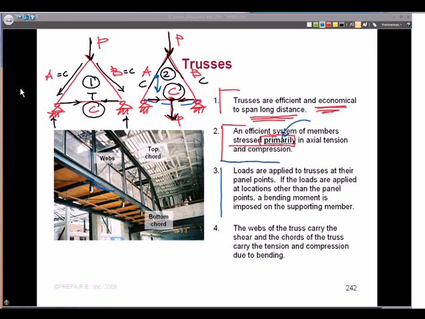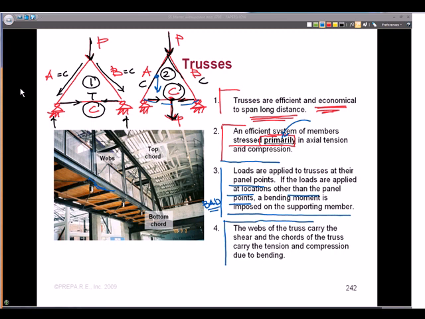Okay, so loads are applied to trusses at their panel points. If the loads are applied at locations other than the panel points, and we'll get into the panel points on the next page coming up, talking about concentric loads, a bending moment is induced into the connections or into the members. Okay, this is bad. So when we think about trusses, primarily we want to load things at their panel points and avoid the bending. It's the bending that I'm saying is bad in this scenario.